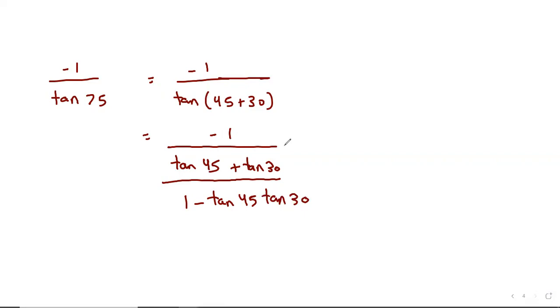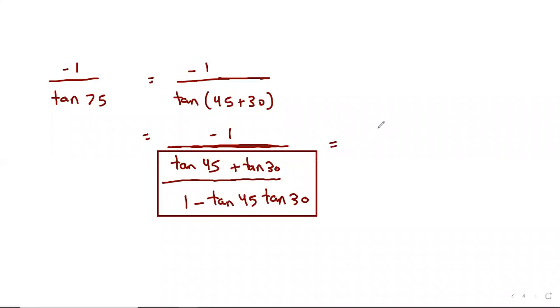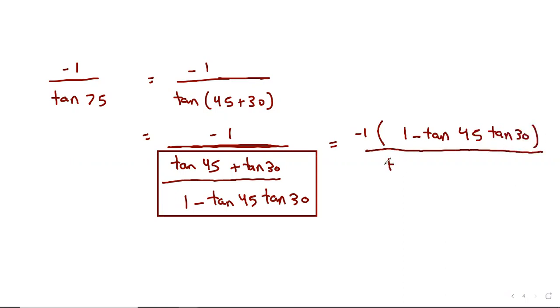When dividing negative 1 by this expression, the denominator of the denominator will be a numerator. The rule of dividing: keep, change, flip. So that will be negative 1 multiplied by (1 − tan 45 tan 30) over (tan 45 + tan 30).